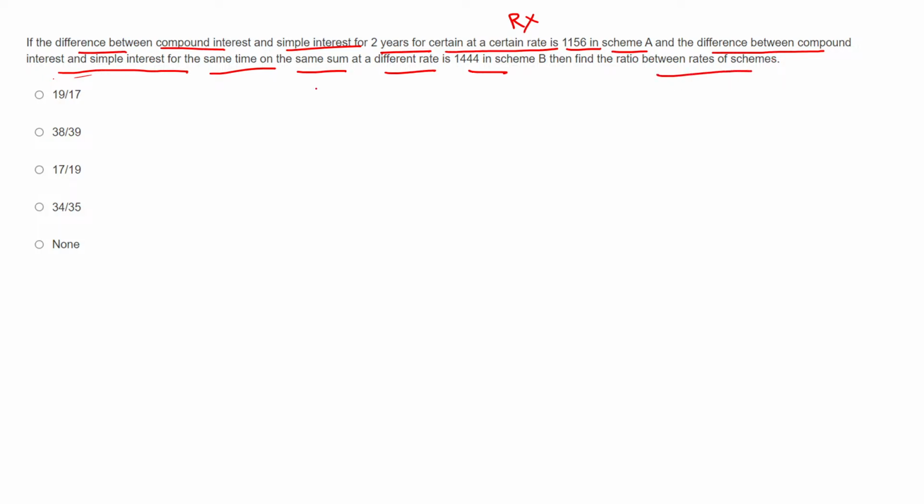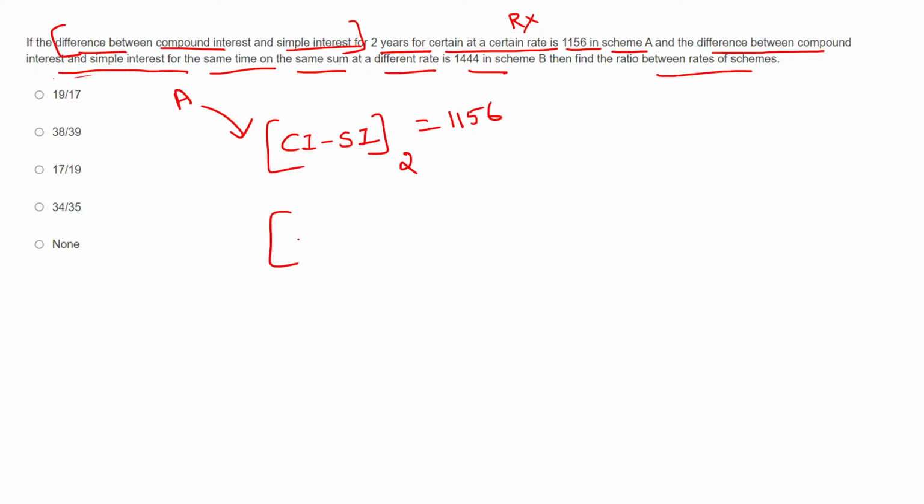That means, for example, see the difference between CI and SI here. That means if you take the difference between CI and SI for 2 years, you are going to get 1156 in one scheme. Let us take this is scheme A, and if you do the same thing, the difference between CI and SI for 2 years in some other scheme, you are going to get the difference as 1444.